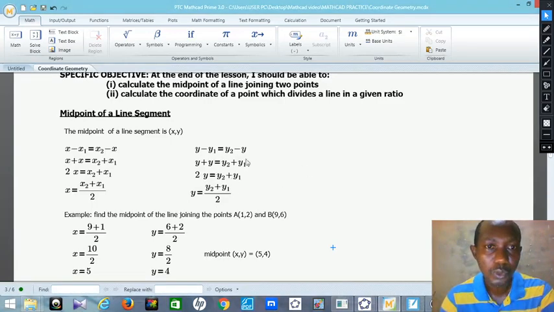Okay, let's go to the next objective we have. We said the coordinate of a point will divide a line in a given ratio. Let's try this and see what we are going to get.